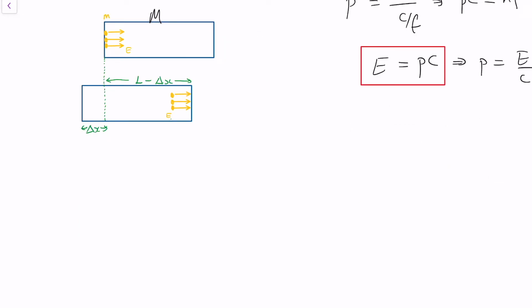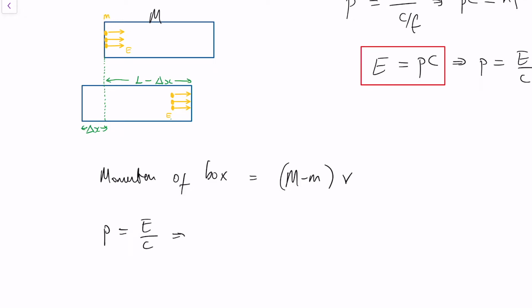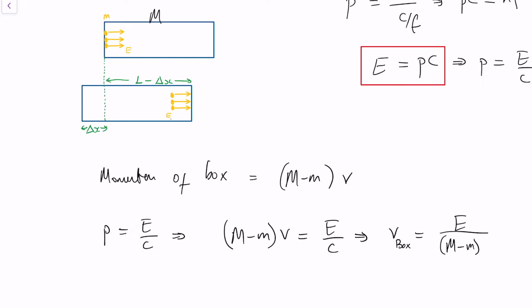So the momentum of the box, well, it's simply the mass, which is M minus m, times the velocity of the box. Notice that we are saying M minus m because we're subtracting the mass, the little m, the mass of photons, right? And we have momentum is equal to energy over c. That implies we have (M minus little m) times v is equal to E over c. That implies the velocity of the box is equal to energy divided by (M minus m) times c. Okay, so this is the velocity of the box, right?